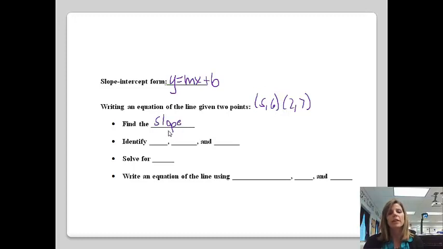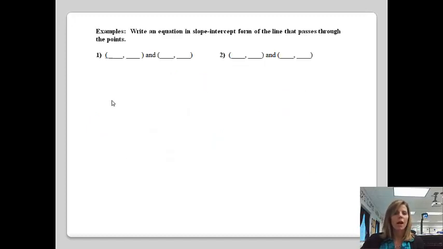So that's the exact first thing that we're going to do. We're going to find the slope, and then after that it turns into a problem that we've done before. Just like we've done before, we're going to identify the m, the x, and the y. I will then solve for b like I'm very used to doing, and then we'll write an equation of the line using y equals mx plus b, the m and the b. Once we get through this step, which we actually already know how to do, finding the slope, everything else becomes just old news. All right, so let's practice.